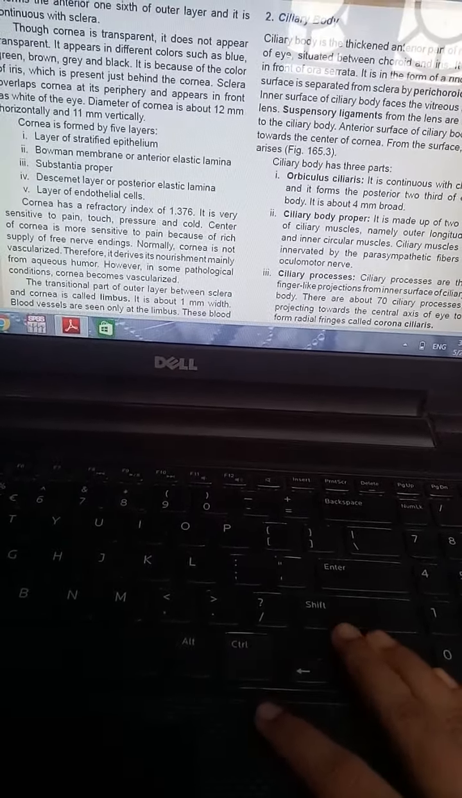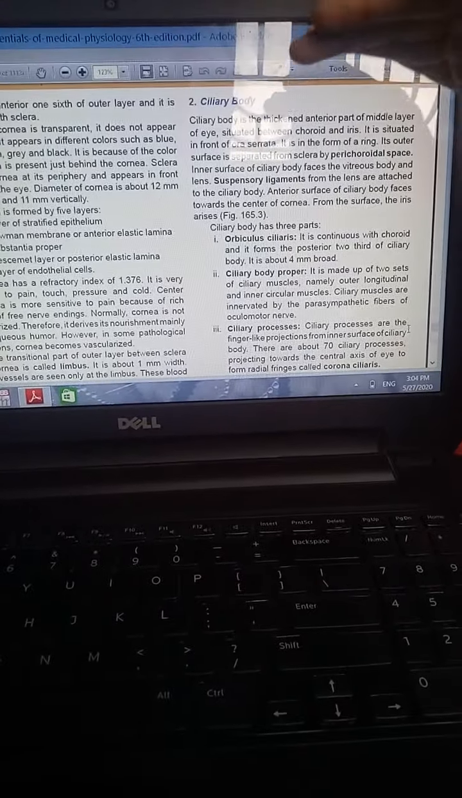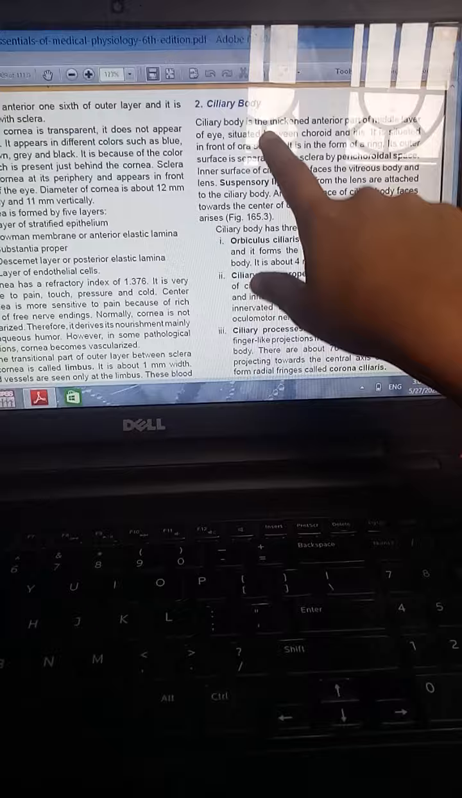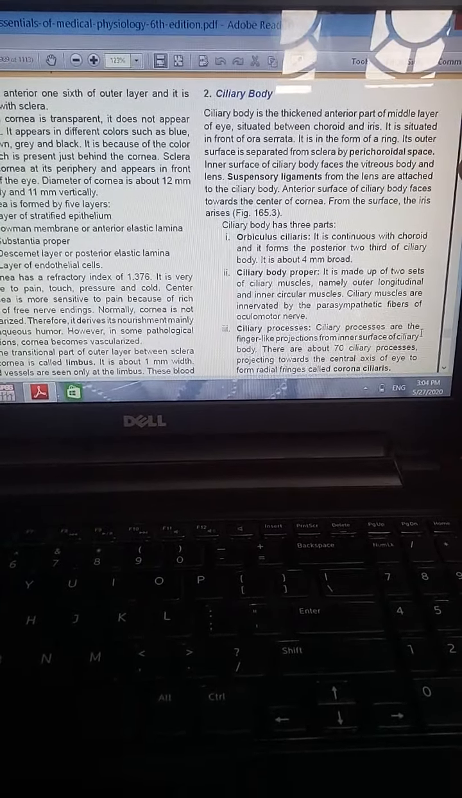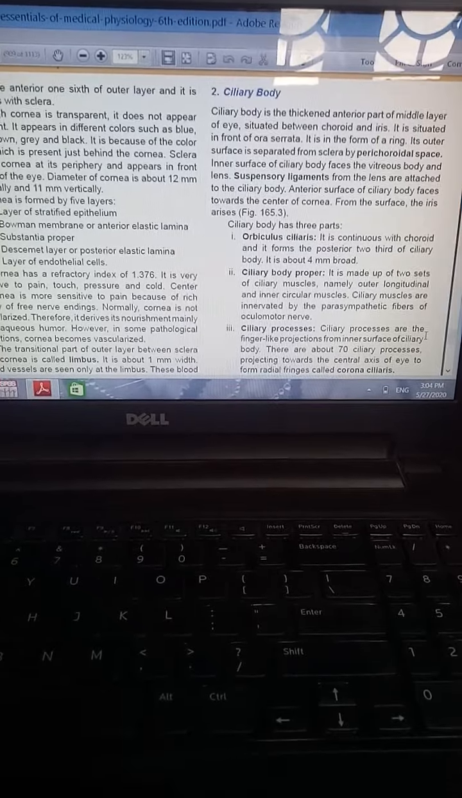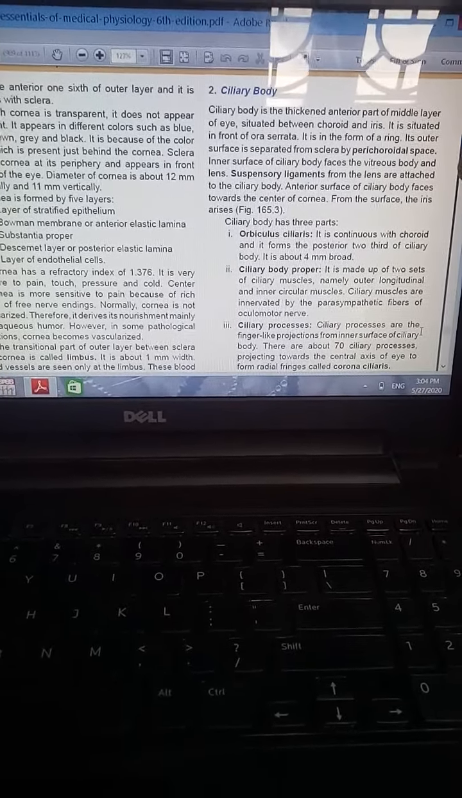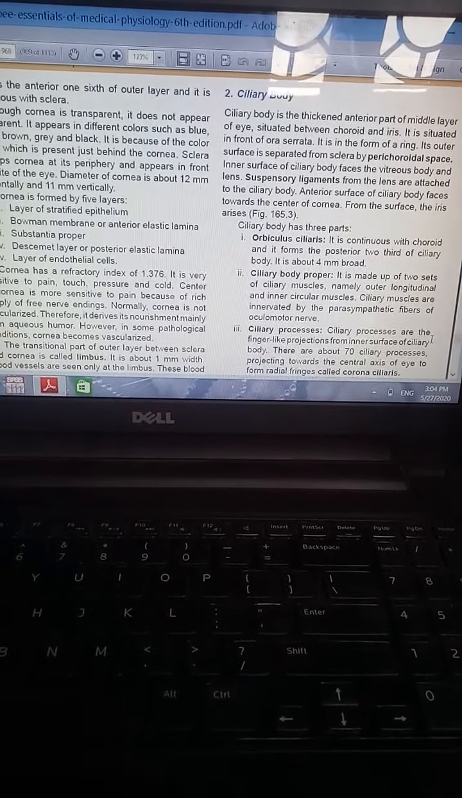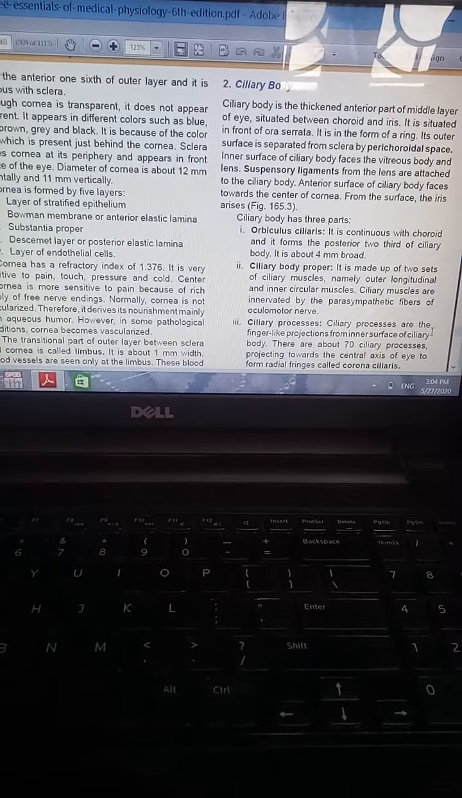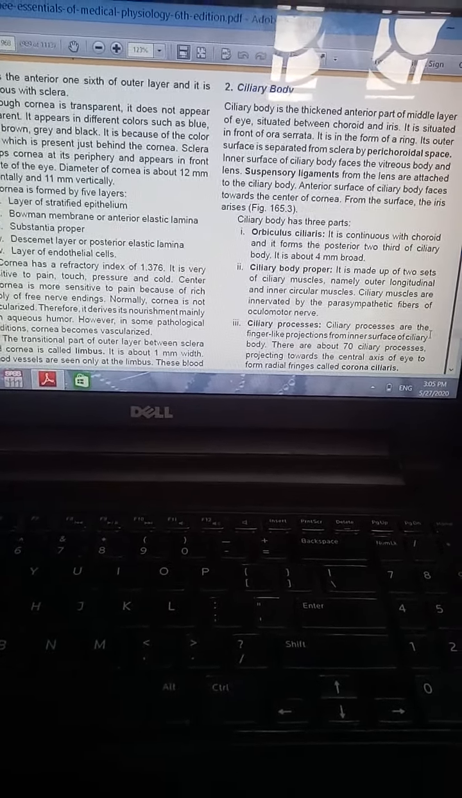Second, we will talk about the ciliary body. What is the ciliary body? It is the thick, anterior part of the middle layer of the eye. It is thick at the anterior side, and it is situated between the choroid and the iris, because it is part of the middle layer of the eye.